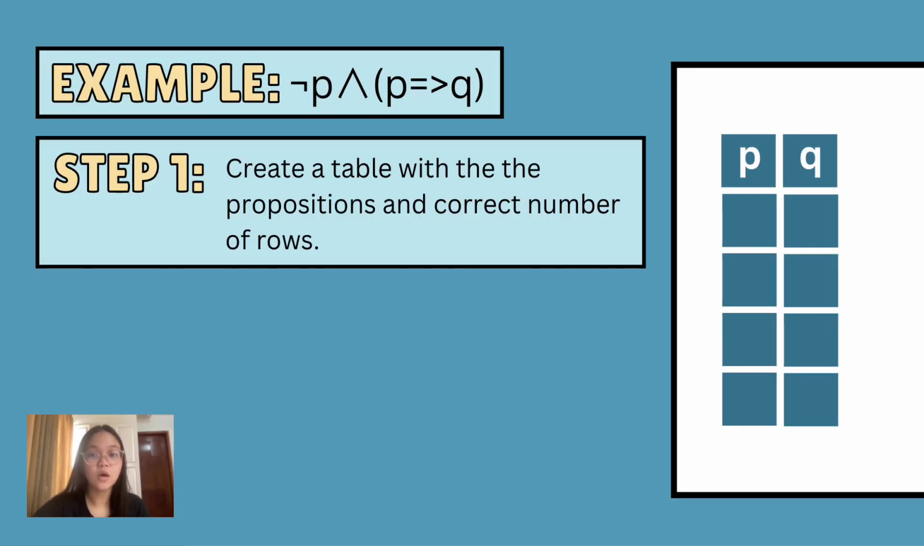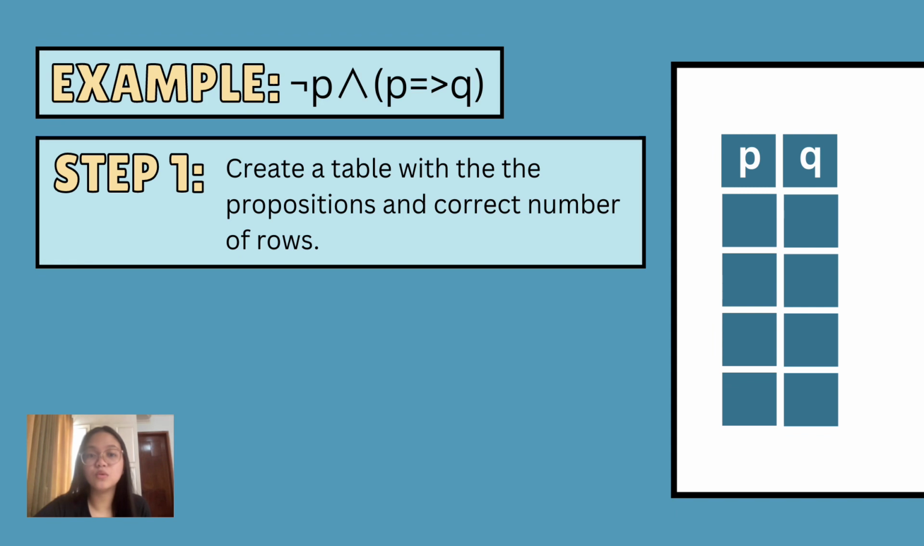For step 1, we create a table with the propositions and the correct number of rows. So we have P and Q and 4 rows below it. Now that we already made the truth table with the correct number of rows, we'll start writing the T and F on the rows or the cells.